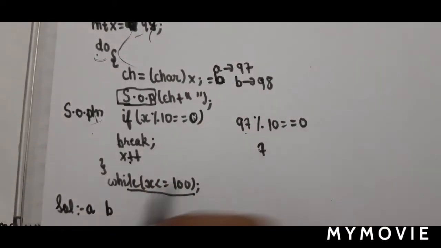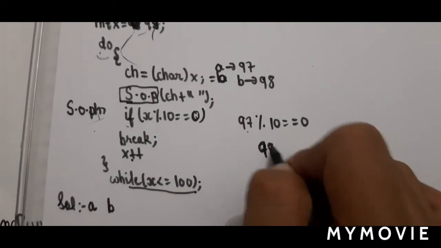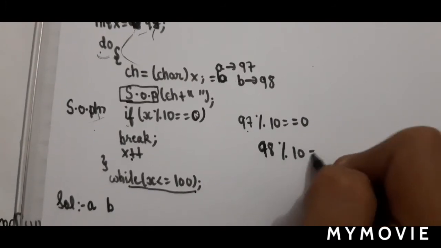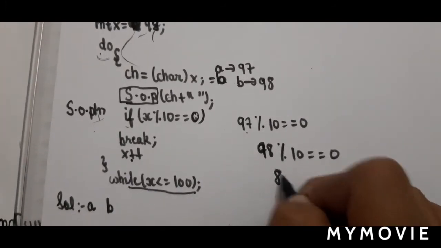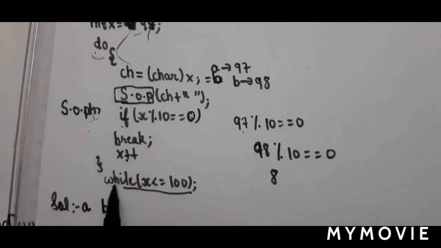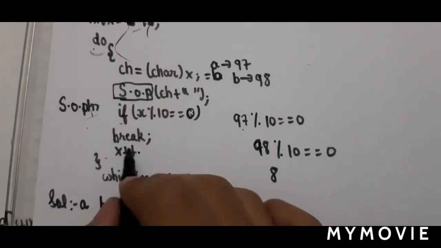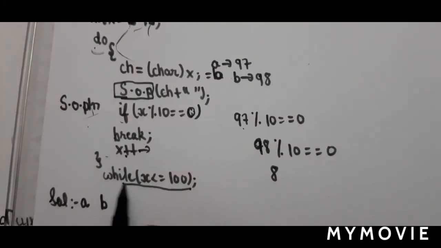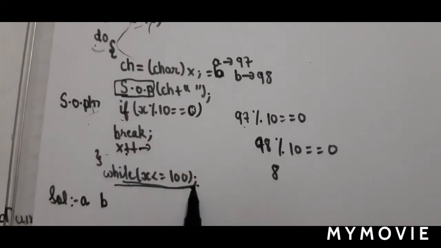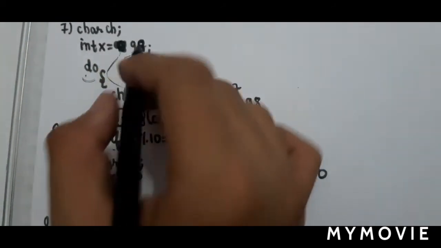So again it prints b, and it checks whether 98 modulus 10 is equal to 0. So the remainder is 8, which is not equal to 0. So it doesn't break the condition and it increments the x value, and again the statement is true, then again it goes back here and the value becomes 99.